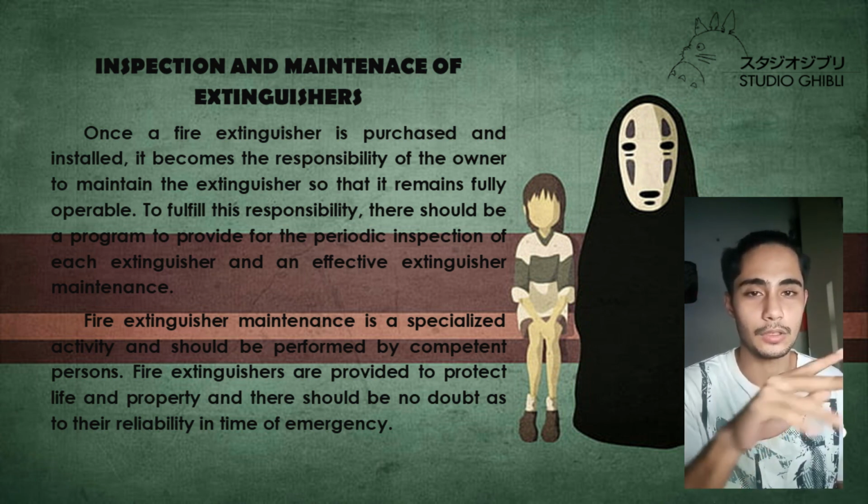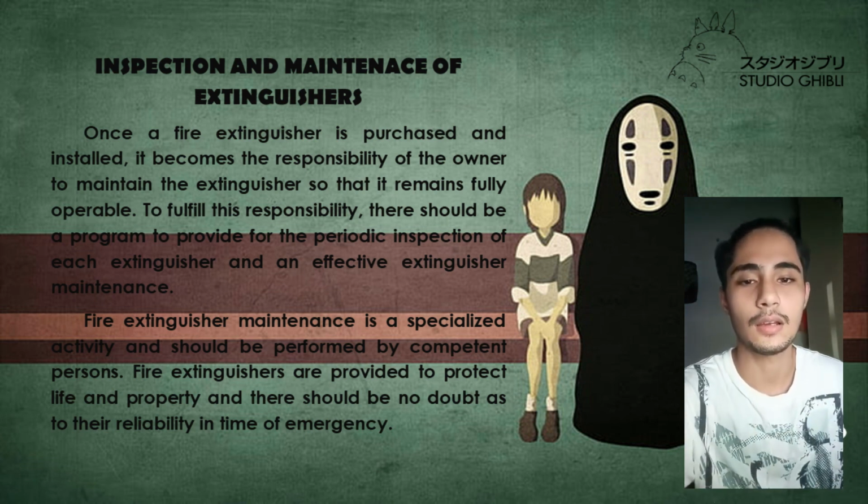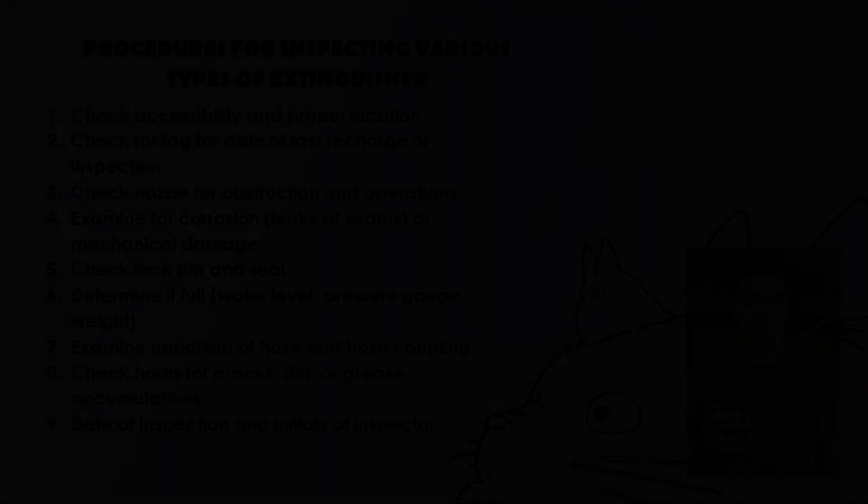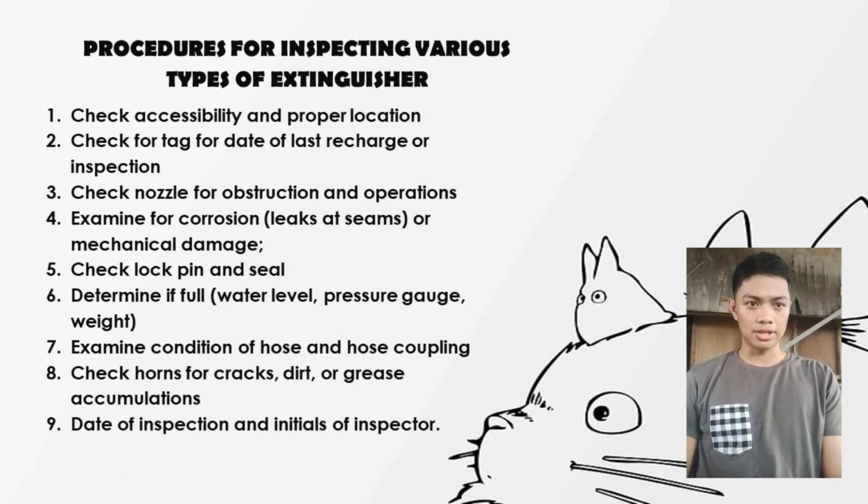So in the next slide, you can see how the maintenance will go. This is the procedure for inspecting various types of extinguisher. First, check accessibility and proper location. Second, check the tag for date and last recharge or inspection. Third, check nozzle for obstruction and operation. Fourth, examine for corrosion, leaks at seams, or mechanical damage.